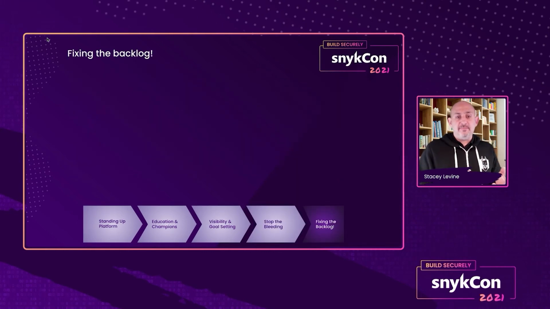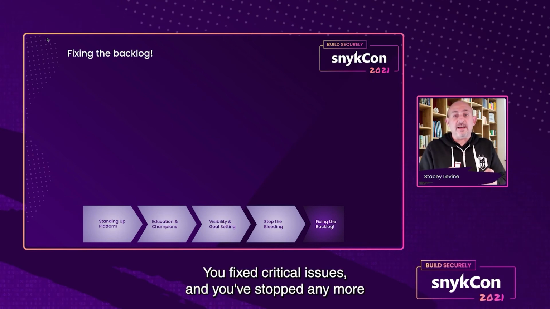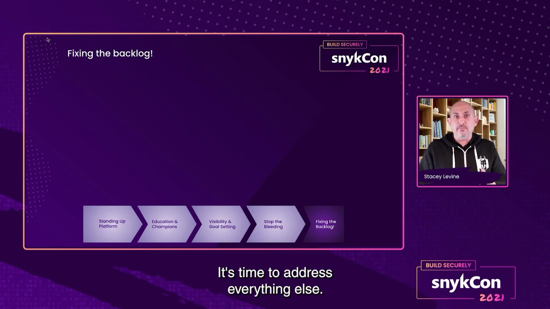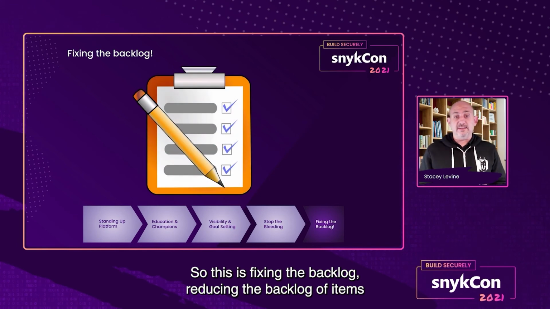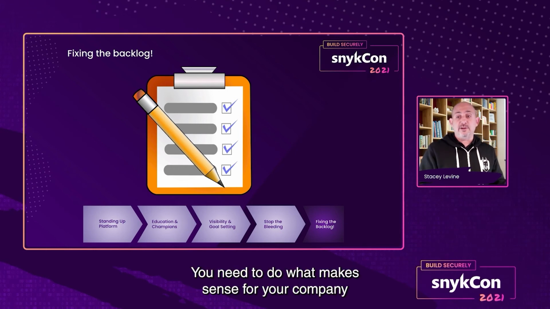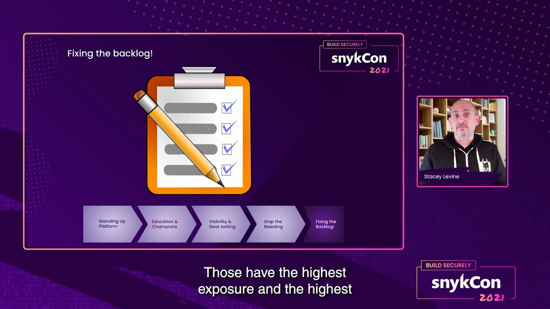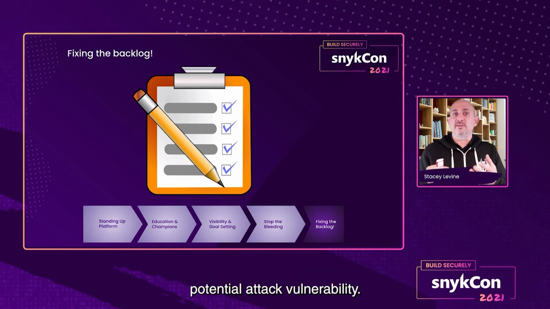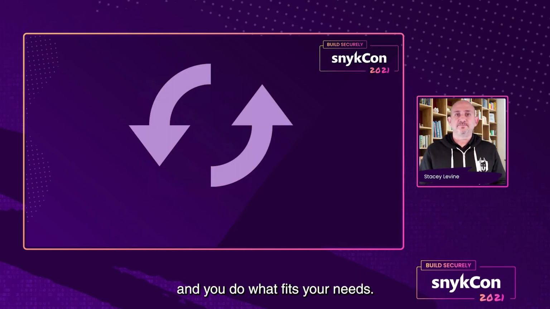So the next step, now that you've seen everything, you've set some goals, you've fixed critical issues, and you've stopped any more major issues from happening, it's time to address everything else. So this is fixing the backlog, reducing the backlog of items that you've declassified as critical or temporarily ignored. You need to do what makes sense for your company and your process. Maybe you're going to fix all externally facing applications. Those have the highest exposure and the highest potential attack vulnerability. Different ways to address this, but now you've got the time and you do what fits your needs.